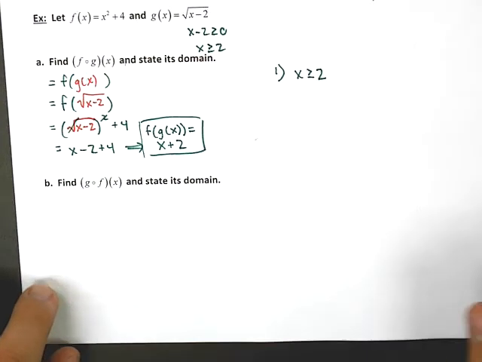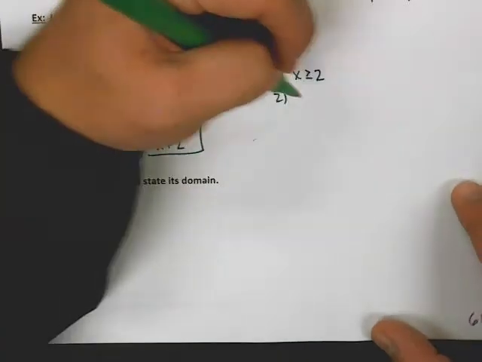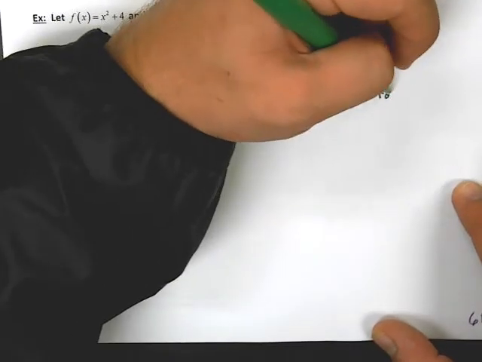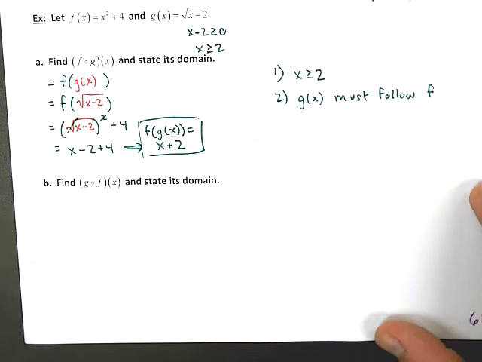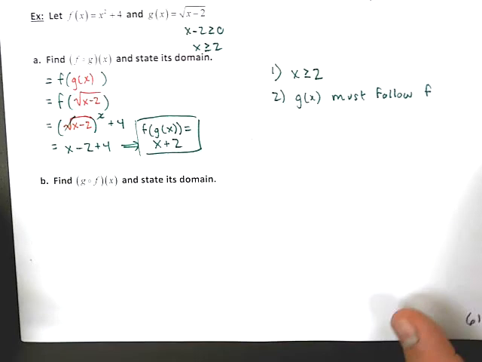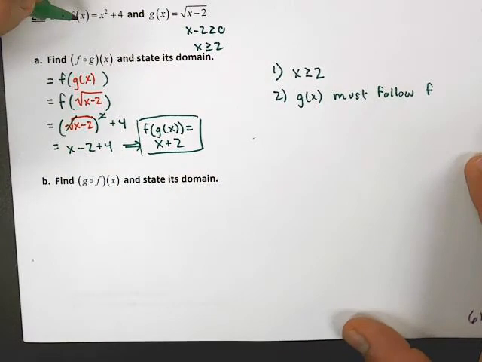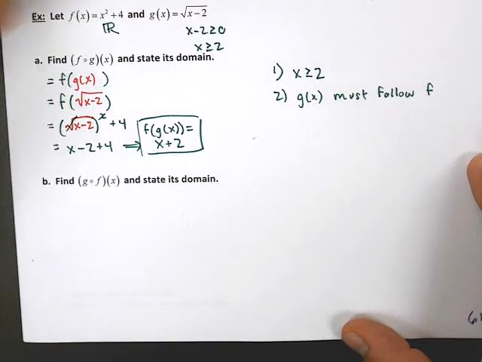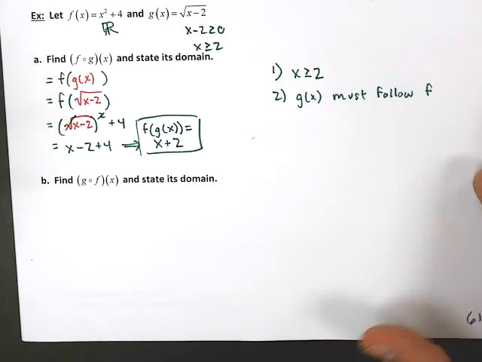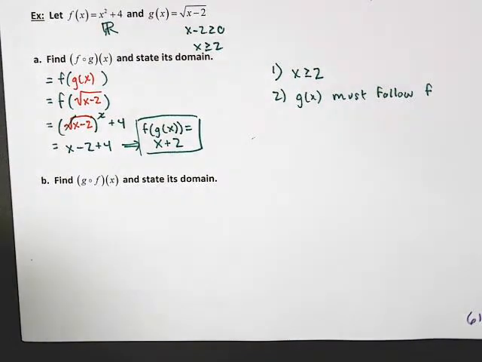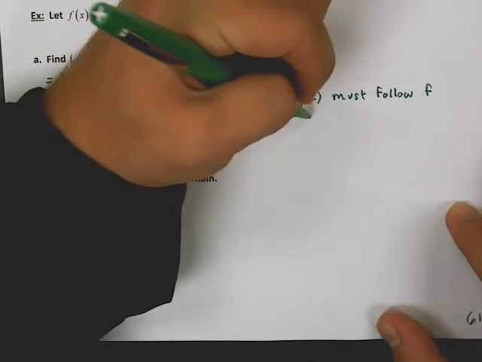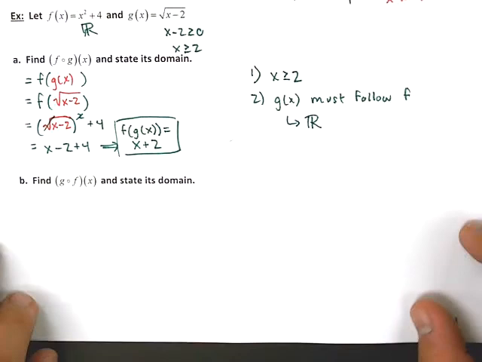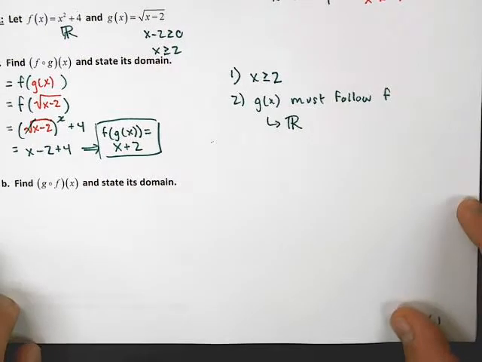Well, we also know that g of x must follow f. What do we think here? f of x, x squared plus 4. This isn't a problem, there are no square roots or denominators. We're all good here. So this just means all real numbers.